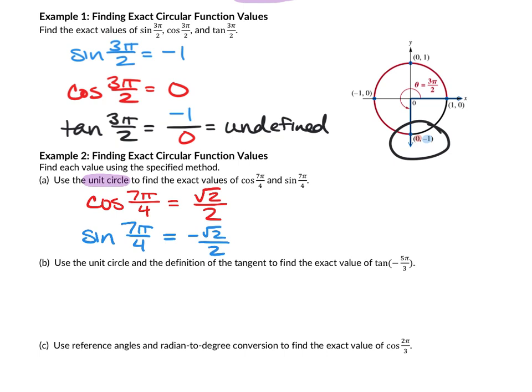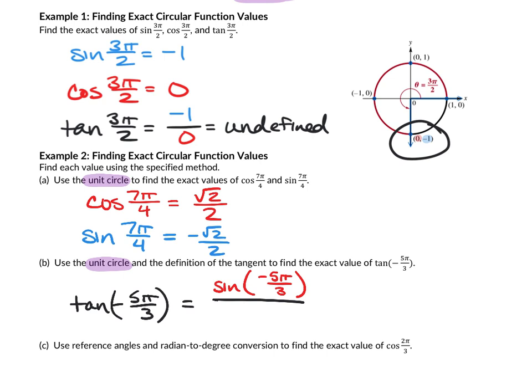Part B says to still use the unit circle and the definition of tangent to find the exact value of tangent of -5 pi over 3. Okay, if I wanted to do the tangent of -5 pi over 3, let me put that in parentheses. I know that tangent is the ratio of sine over cosine. So I could just find the sine of -5 pi over 3 and divide it by the cosine of -5 pi over 3. So that unit circle is going to come in handy to know sine and cosine. Tangent is just their ratio.